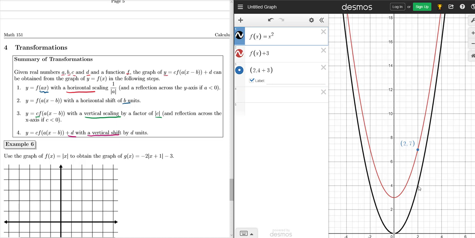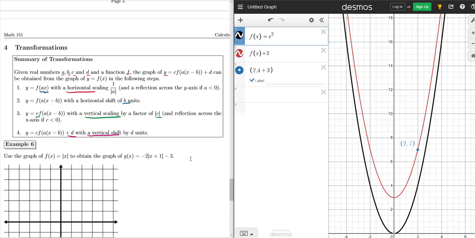If there's changes inside the parentheses, those are changes in the x's. So it's going to be either a horizontal scaling or a horizontal shift while doing the opposite of what's inside the parentheses. If it's a multiplication, we divide. If it's an addition, we subtract. And then there's the vertical changes, either scaling by a multiplication, if it's a number multiplying the function, or by adding or subtracting whatever d is.